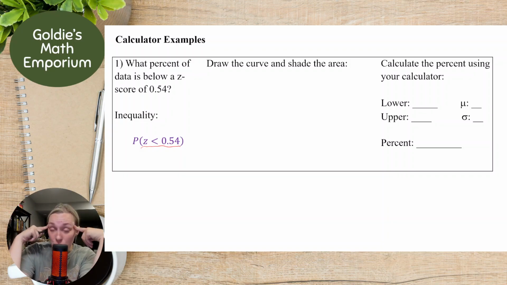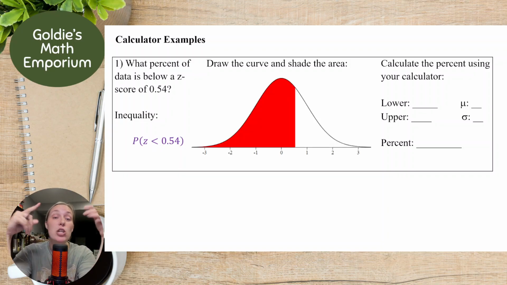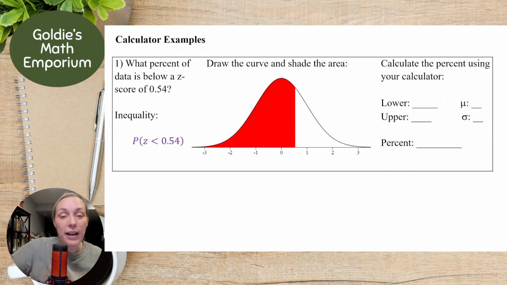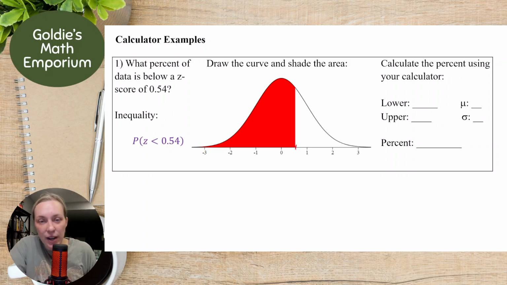Now let's draw this curve and shade the area. We're working with z-scores, so we're going to draw the standard normal curve, which is centered at 0, with 1, 2, 3 standard deviations out on either side. And 0.54 is near 0.5, so it's right between 0 and 1 on the x-axis. We want to find the percent below, so we're going to shade all of the region below that value.